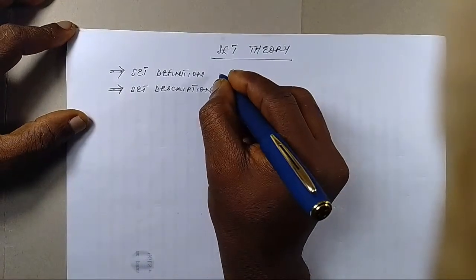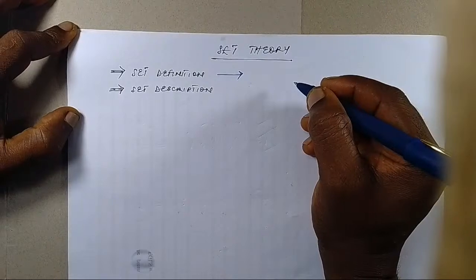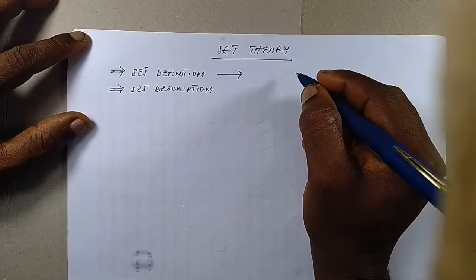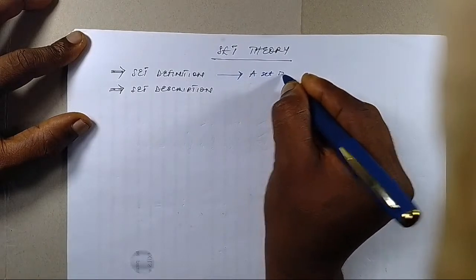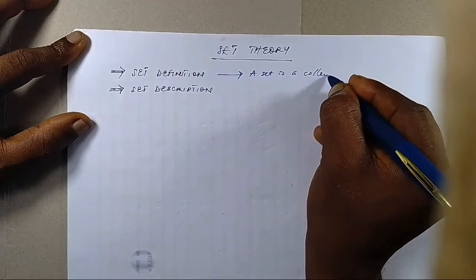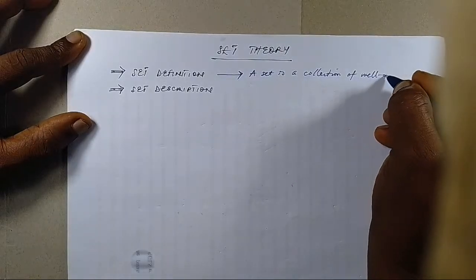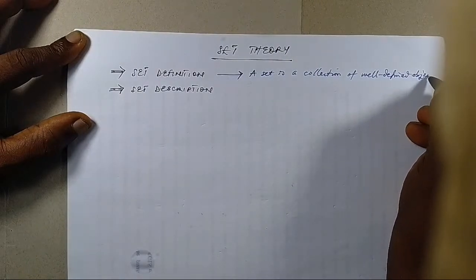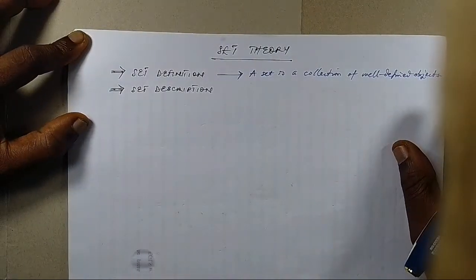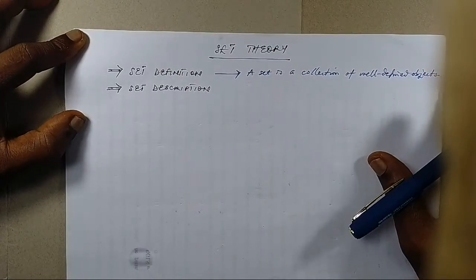First thing, just in case you did not attend yesterday's class, what did we define a set to be? A set is a collection of well-defined objects. That was our definition of a set.